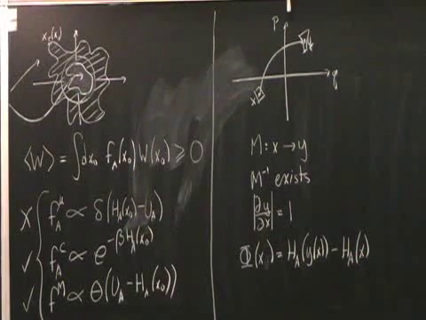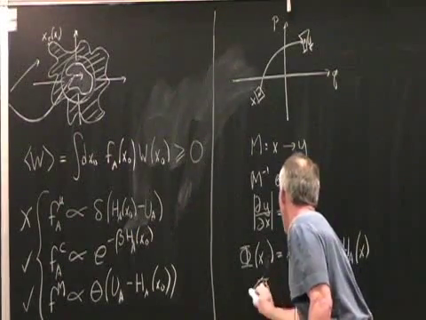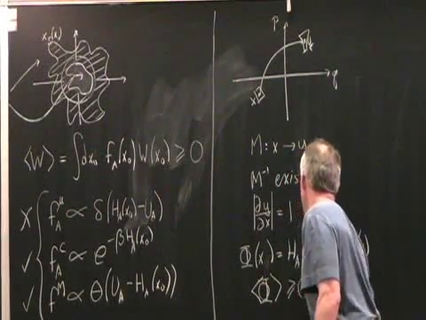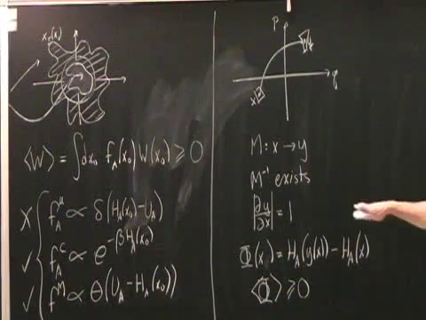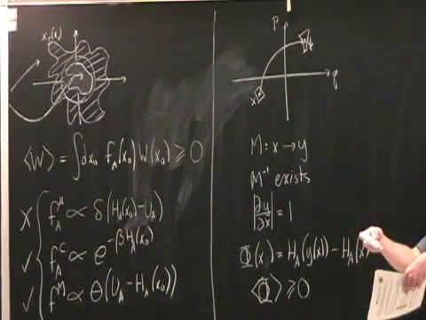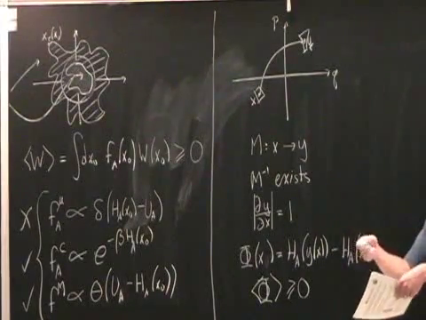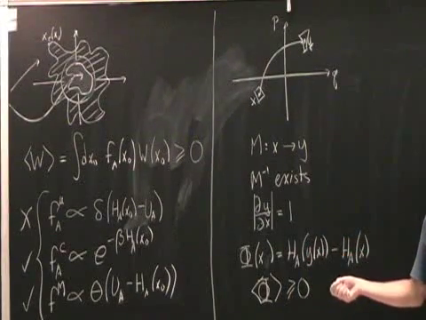Right? And what I'm going to show is that if the initial conditions are sampled from the canonical distribution, then phi on average is going to be greater than 0. Right? So that for any mapping that satisfies these conditions, if I sample from the canonical distribution, then apply the mapping, on average, the value of phi is going to be positive.